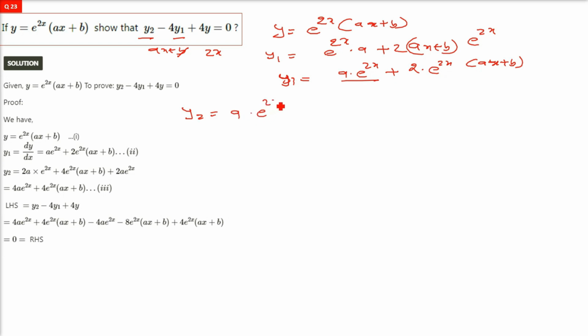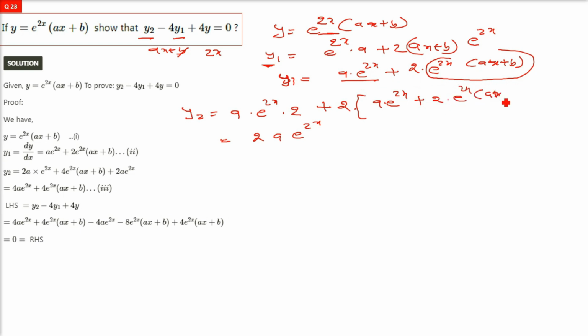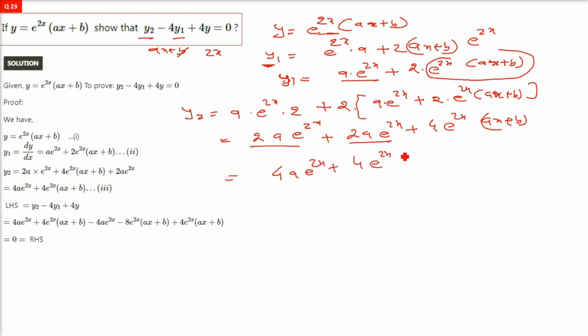So y2, we have a e to the power 2x to differentiate. A is constant, so differentiation of 2x is 2. So we have 2a e to the power 2x as the first term. Coming to the second term, as I said, we already have a 2 here. E raised to 2x times (ax plus b) is nothing but y, and differentiation of y, that is y1, is already done. So just take y1 and place it here: a e raised to 2x plus 2 e raised to 2x times (ax plus b). So just multiply: 2a e raised to 2x plus 2 times 2, that is 4 e raised to 2x times (ax plus b). 2a e raised to 2x plus 2a e raised to 2x is 4a e raised to 2x. Then we have 4 e raised to 2x times (ax plus b).